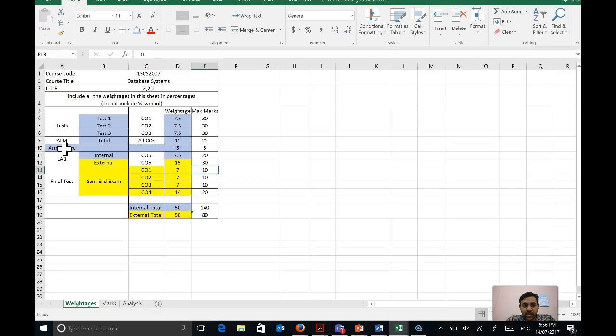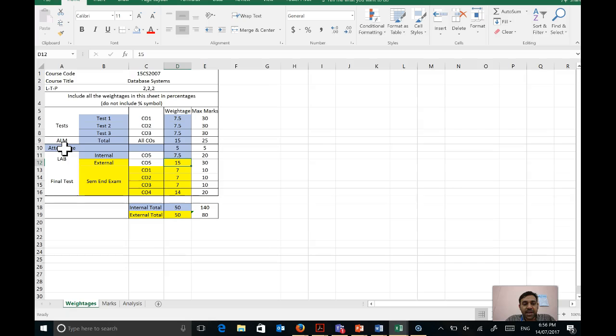Now for CO1, that's a 10 marks question. CO2 is a 10 marks question. CO3 is a 10 marks question. CO4 is a 20 marks question. So that adds to 50 marks in total. That is an example. Again, if your paper is for 60 marks, make sure you write them accordingly. But then these weightages must be calculated and placed here. The system, the Excel sheet, doesn't do an automatic calculation.